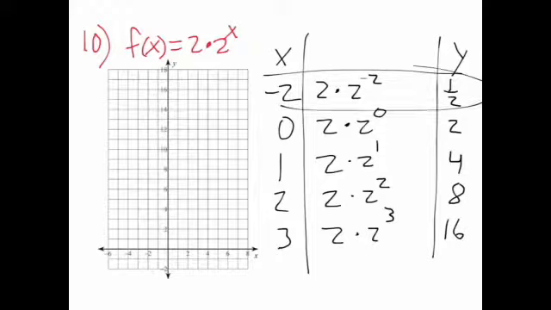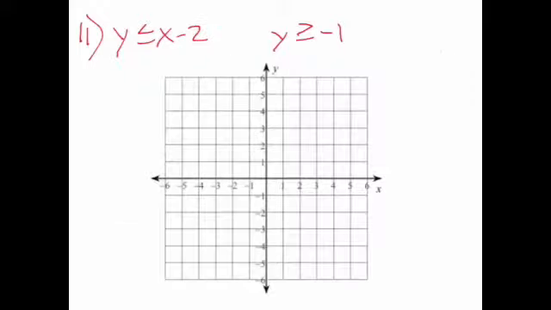I can graph each of these points now. I got the point -2, 1/2. And I got the point 0, 2, and the point 1, 4, and the point 2, 8, as well as the point 3, 16. That's going to be my graph there. Just so you know, your graph never goes back up. It actually levels out there on the left side. And there's my first graph.